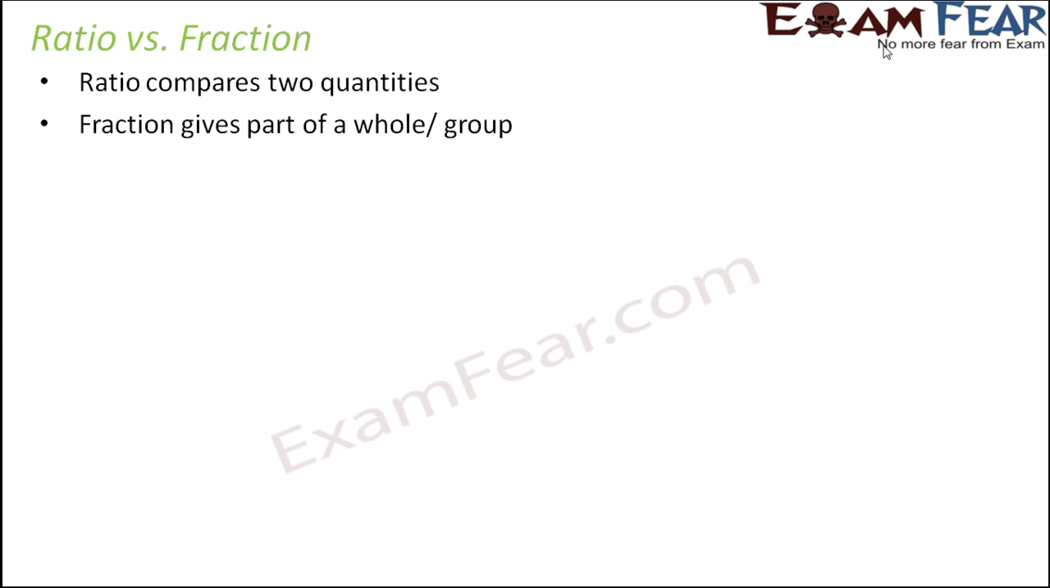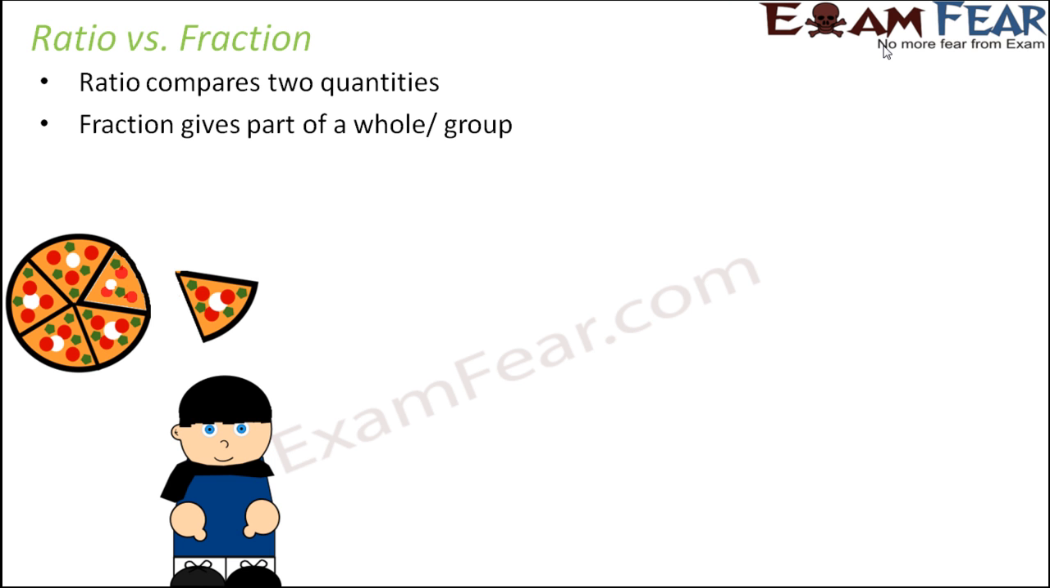So let me give you an example. So let us think of this example. Here we have A. Let's say that the name of this boy is A. Now let's say that A eats one slice out of the 5 slices of the pizza. So basically A eats 1/5 of the pizza. So what is this 1 by 5? Is it a ratio or a fraction? This is a fraction. Do you know why?